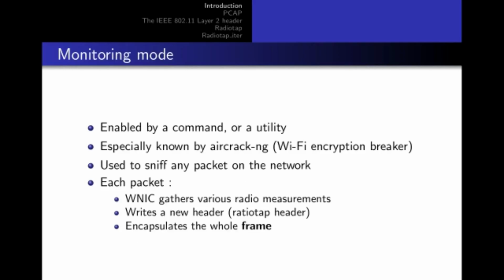On the other hand, you can enable the monitoring mode of a Wi-Fi card with a command or utility. This mode is especially known by Aircrack, which is a Wi-Fi encryption breaker. It is used to sniff any packet on the network, and for each packet, the wireless NIC gathers the various radio measurements. It writes a new header, which is called the radiotap header, and encapsulates the whole frame inside this radiotap header.